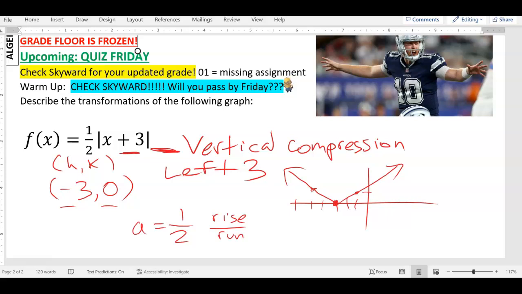Now, we did 3.1, today we're doing 3.2, absolute value key features.